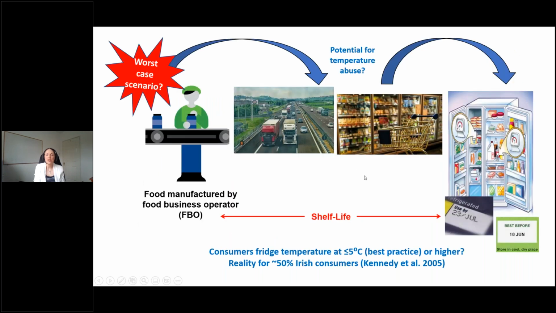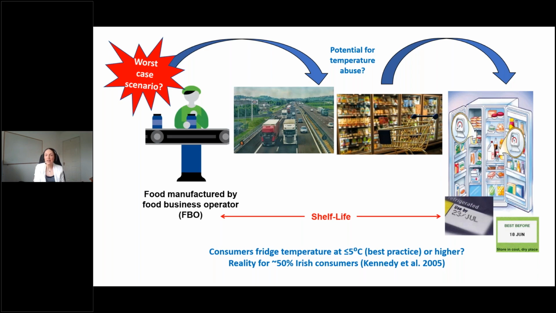So the legislation says you need to take into consideration reasonably foreseeable conditions of distribution, storage, and use. But what does that mean? So it really means that you need to take into consideration the worst case scenario. So if you're manufacturing a chilled product and it's distributed from your manufacturing place to the retail shop where it's sold, and then the consumer takes that product home to their fridge, is there any potential for temperature abuse? And do you need to take that into consideration? Because that will impact the amount of time you get reasonably on the shelf life of your product.